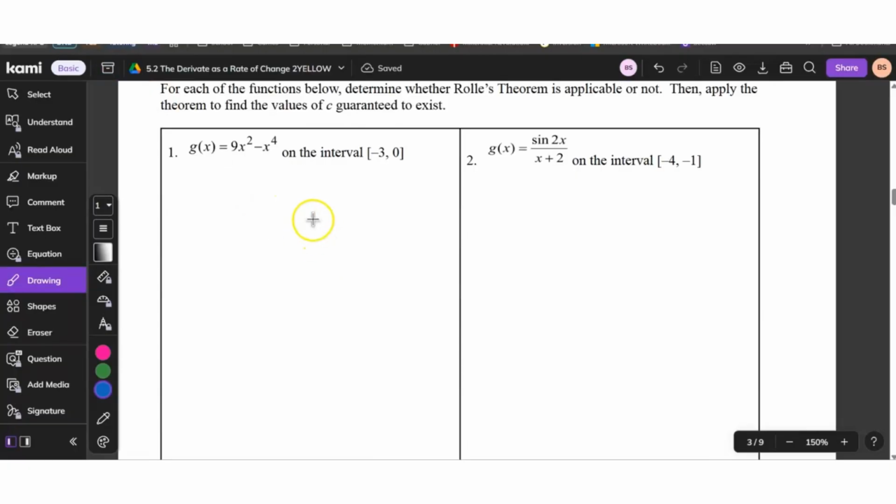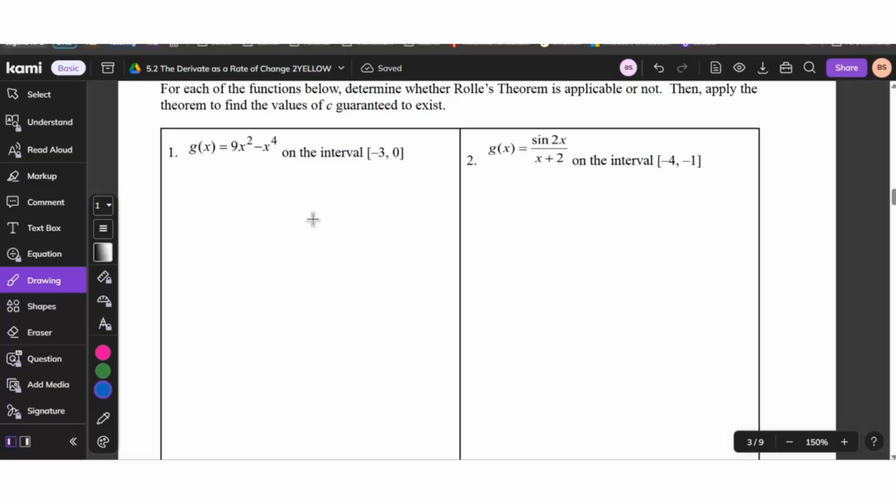All right, so for each of these functions, we're going to see, can we apply Rolle's theorem? And if we can, use it, okay? If not, say why. So here, is this function continuous? Is it differentiable? Yes, right? It's a polynomial. We love polynomials because they're super easy. They work for everything. That's why we always learn about them first.